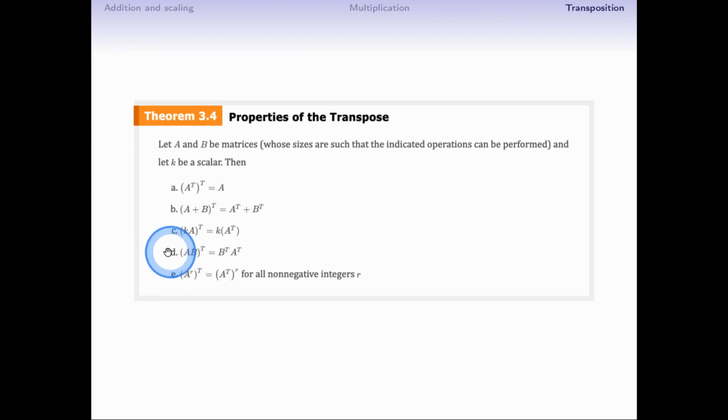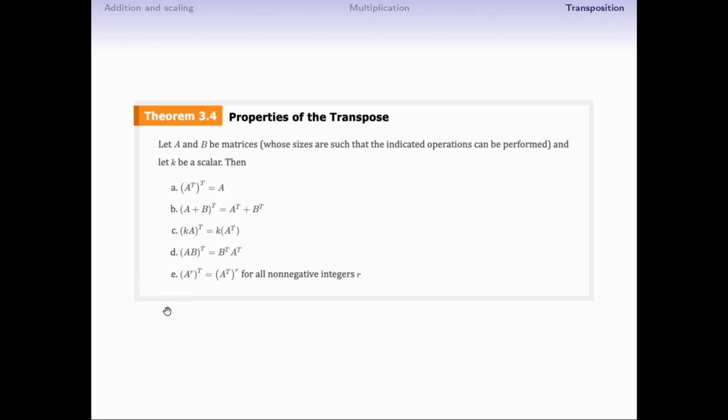Property E you can think of as an application of D. It says if I have a matrix A and I raise it to a power of R, and then transpose, that's equivalent to taking the matrix transpose first and then taking the power of that. That can be done very easily by repeated applications of law D. In particular, when R is equal to 2, this is just saying (A times A) transpose is equal to A transpose times A transpose. That is reading law D here with B equal to A. So E is just a special case of D.